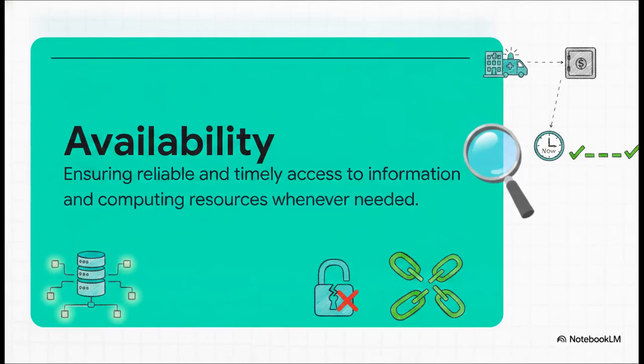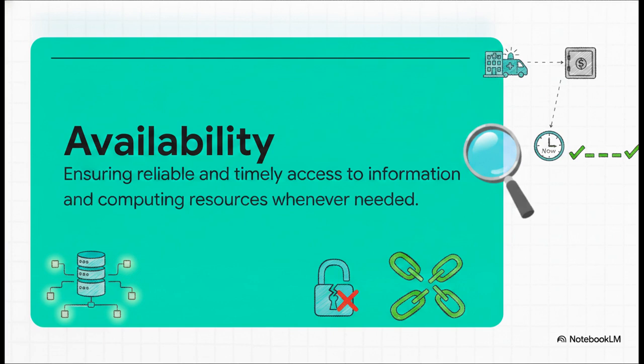Which brings us to the final piece of the classic triad: availability. This principle is all about ensuring reliable and timely access to information and computing resources. Because here's the crucial point: the most secure, perfectly accurate system in the entire world is completely ineffective if legitimate, authorized users cannot access it exactly when they need it, right? It literally doesn't matter how thick the bank's vault door is if the authorized teller can't find the key.